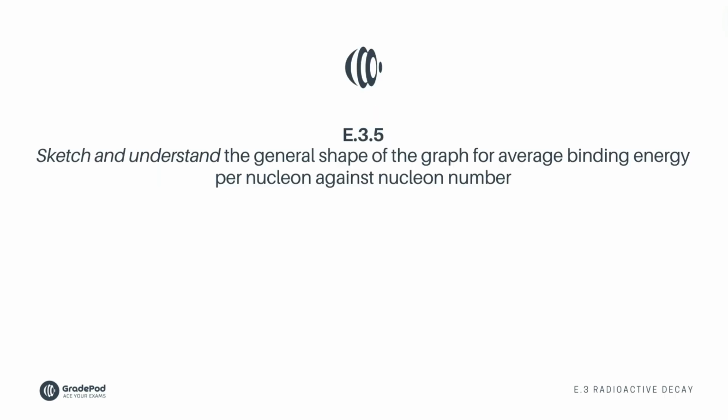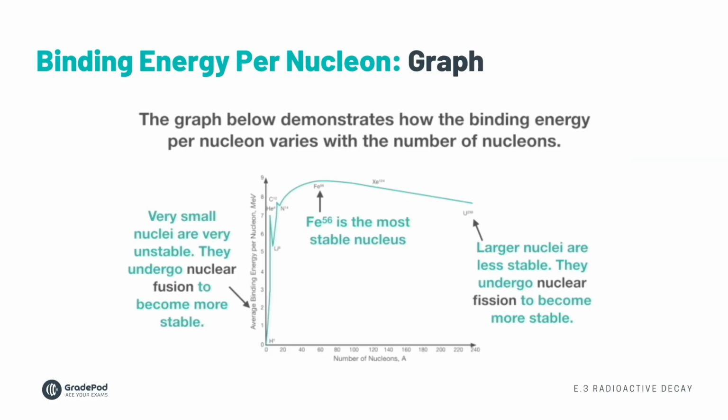When we're considering binding energy per nucleon and we're looking at all the different elements and isotopes in the periodic table, it's really useful to look at a graph. And actually, this graph is really common in exams and it's really interesting. So we're going to look at the general shape of the graph for the average binding energy per nucleon against nucleon number. Let's go. If you take every atom, every possible isotope, and calculate their binding energy per nucleon, you end up with a graph that looks a little bit like this.